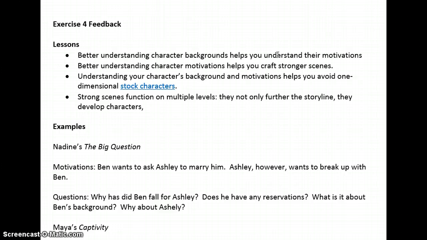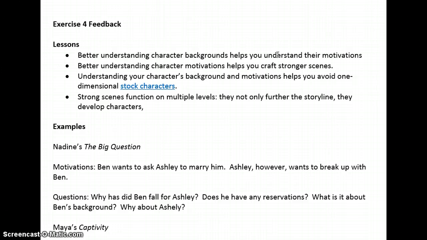Understanding what a character wants in a scene makes it a stronger scene. This exercise was great at getting you to really think through what does this character want, and the more you can understand what they want in terms of who they are as a person helps you write a stronger and more realistic story.